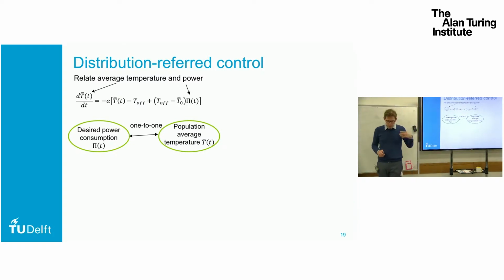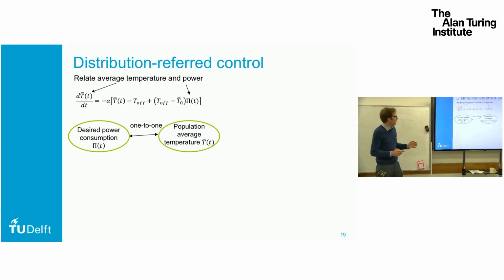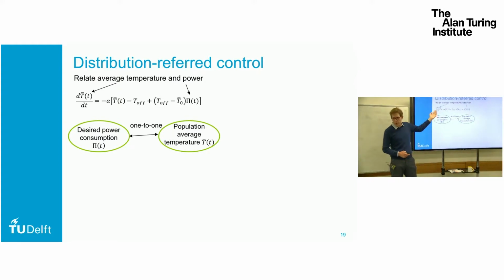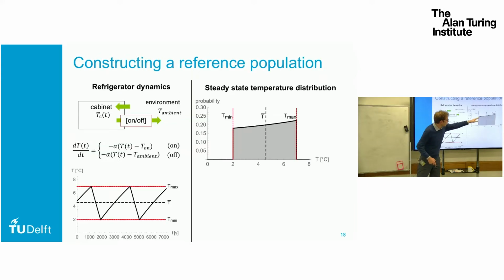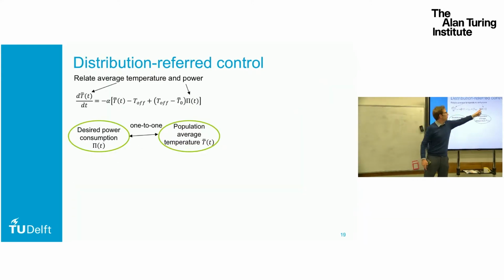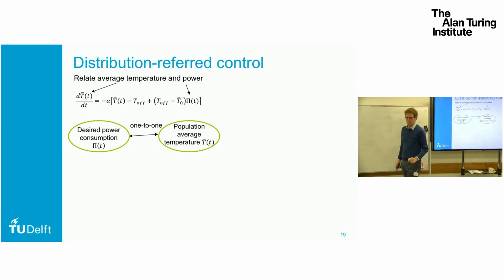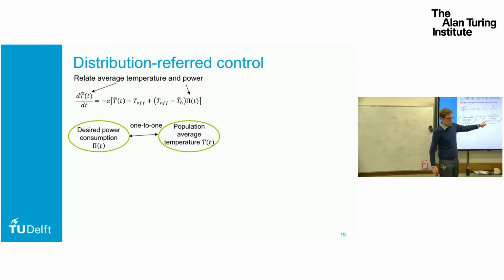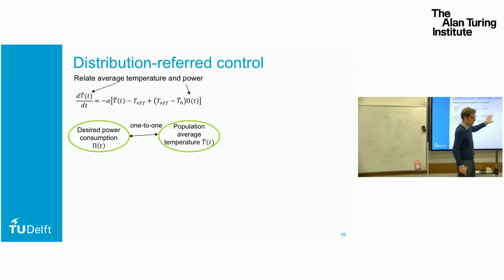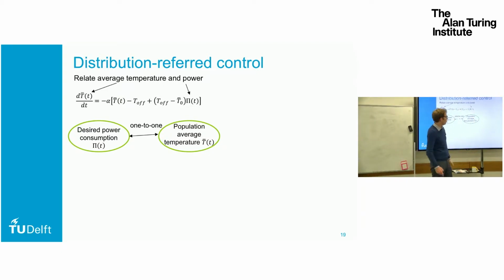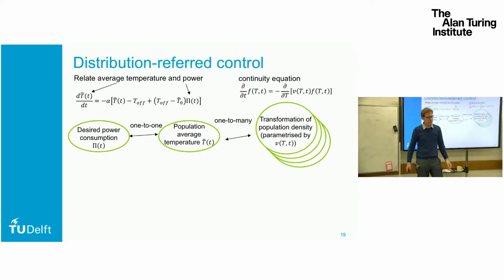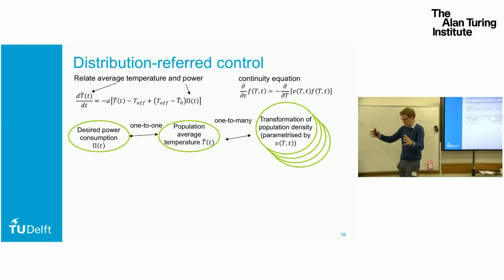Now, you can go through the model equations, and it follows that there's a really nice simple equation that relates the rate of change of the average temperature of that distribution and the power consumption. So that's really nice. So we now have power consumption linked one-to-one with the population average temperature. But you'll notice that the population average temperature really underspecifies the population as a whole. So we have many possible ways in which we can start playing with this density, right?